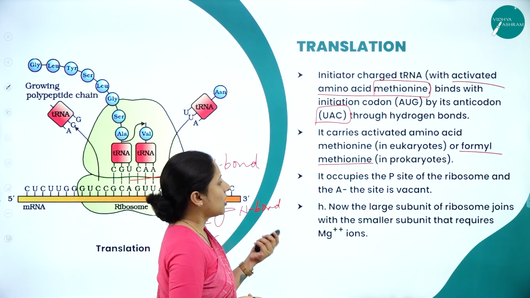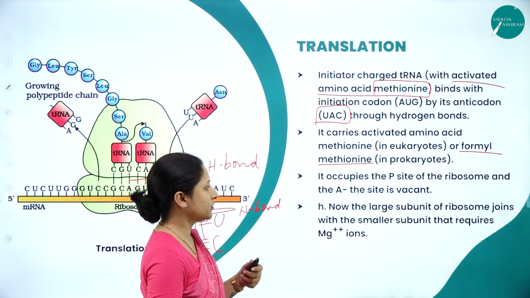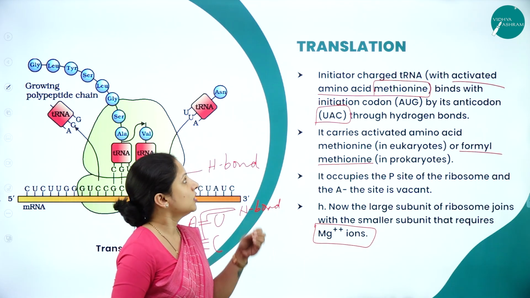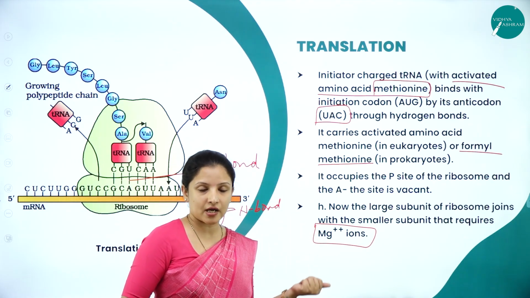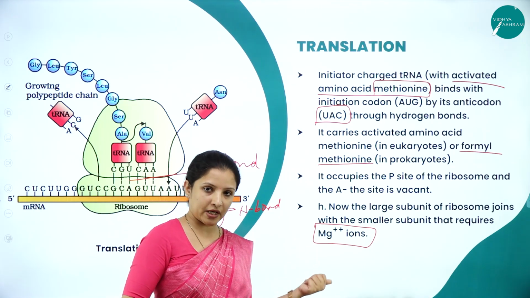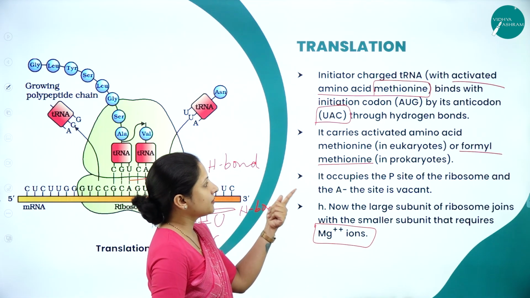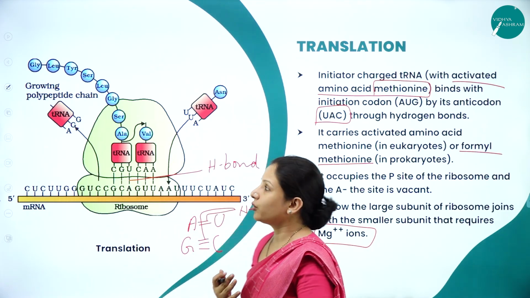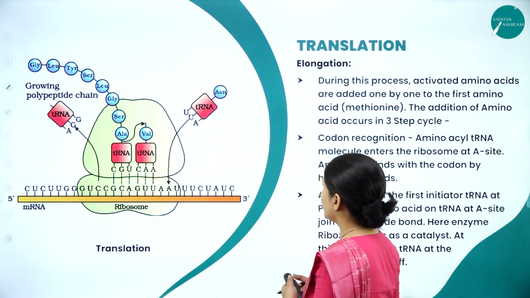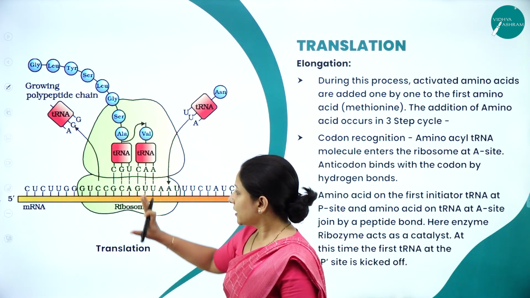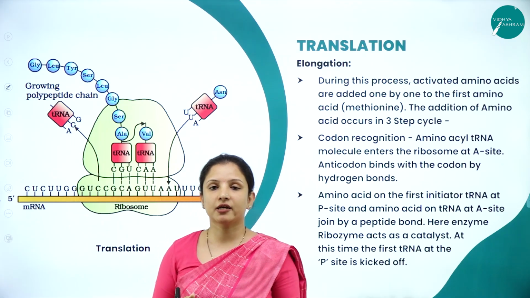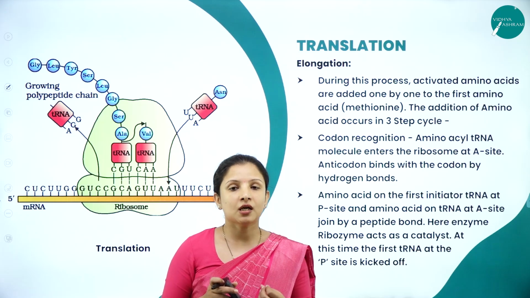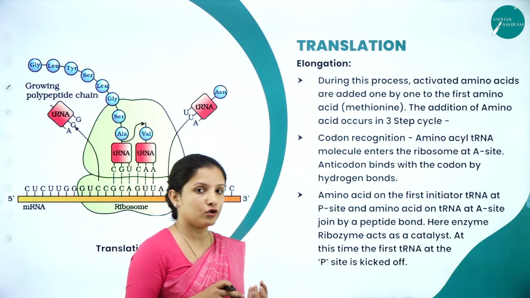Next, the large subunit of the ribosome joins with the smaller subunit, which requires magnesium ion. So for this particular initiation to take place, for the first tRNA molecule energy is required from ATP, and next we require Mg++ ions as well. These are the different things that are required for the translation mechanism. So moving further, now the initiator region is ready. In the initiator region, the ribosome is there, and the activated tRNA-amino acid complex is also there.